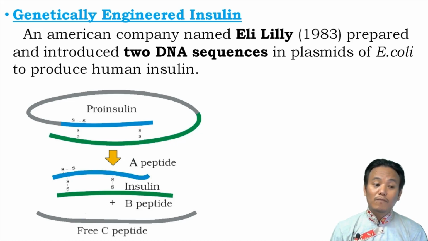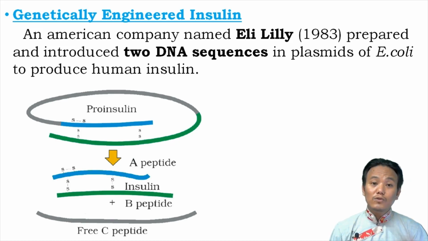So therefore, when animal insulin is injected into a human diabetic patient, the patient sometimes shows allergic reactions. The immune system of that human being starts reacting in an undesirable manner. So it results in allergic reactions, right? So that is not desirable, right?